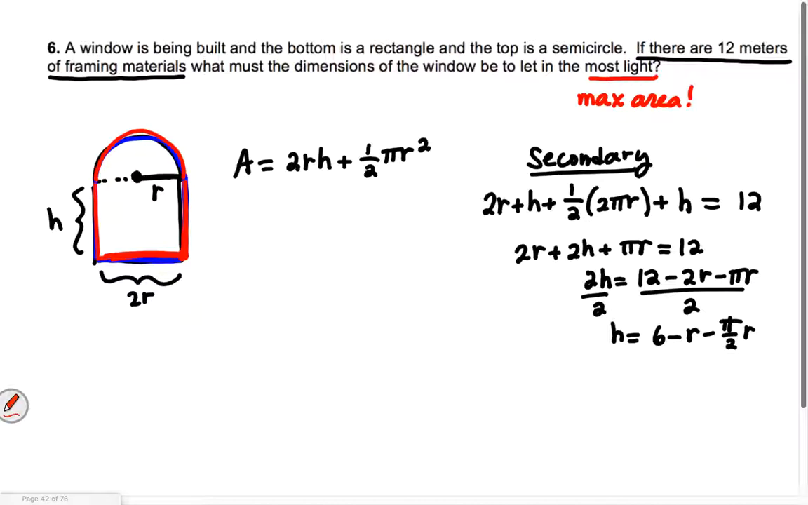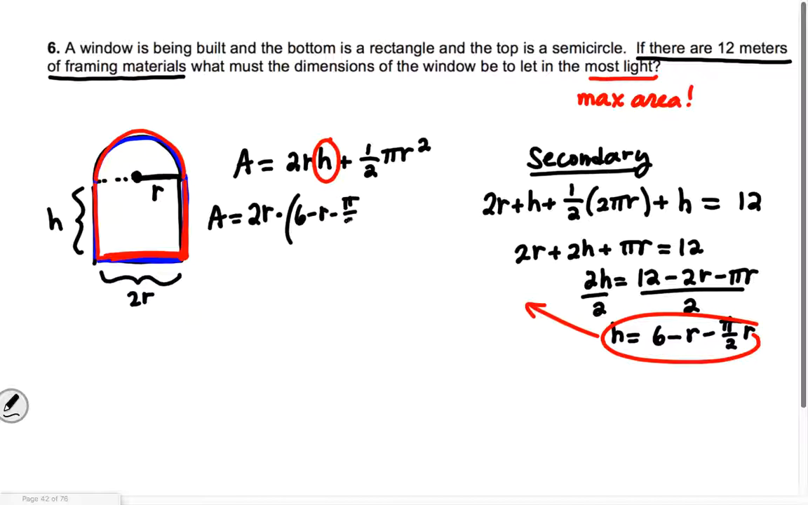Okay, so now we go here and we're like, oh, I don't want to have R's and H's. I wanted to get rid of that H. And so I replace it with this. So I'm going to have A equals 2r times 6 minus r minus pi over 2r plus 1/2 pi r squared.